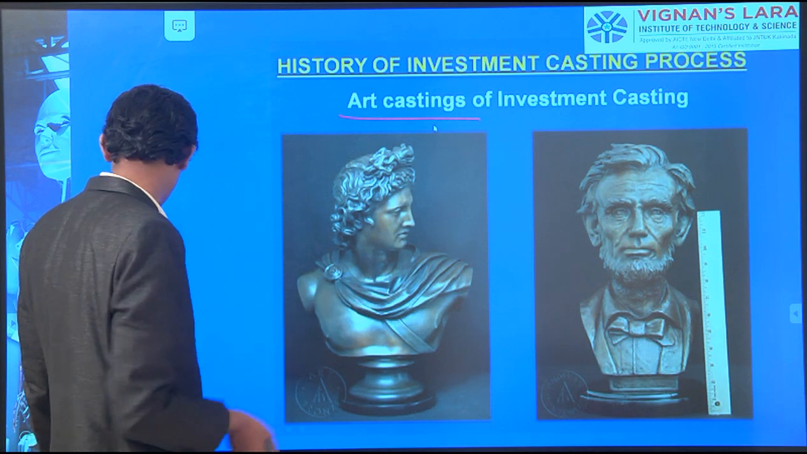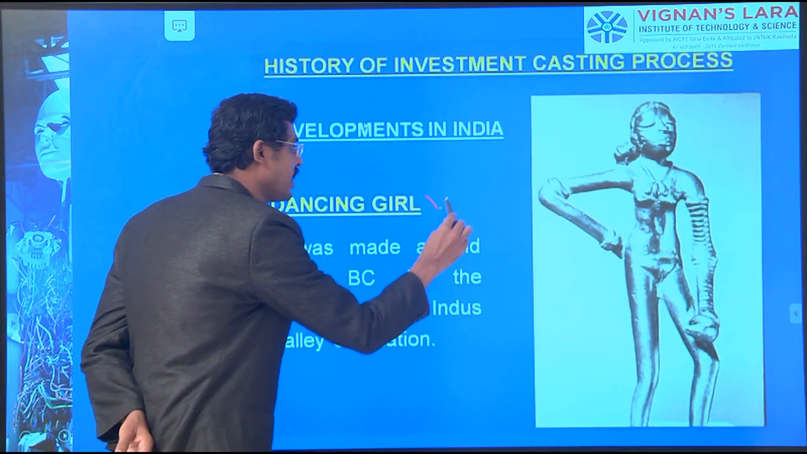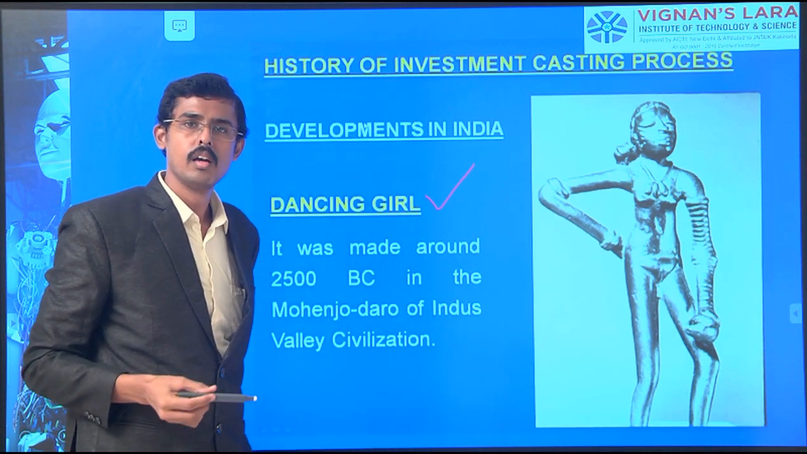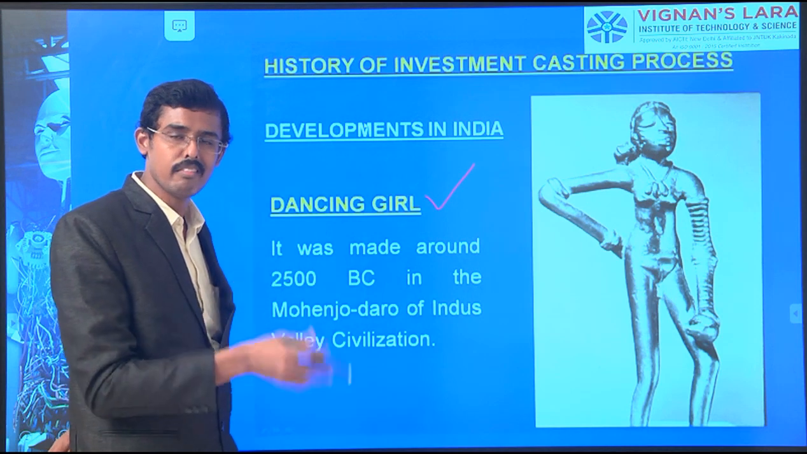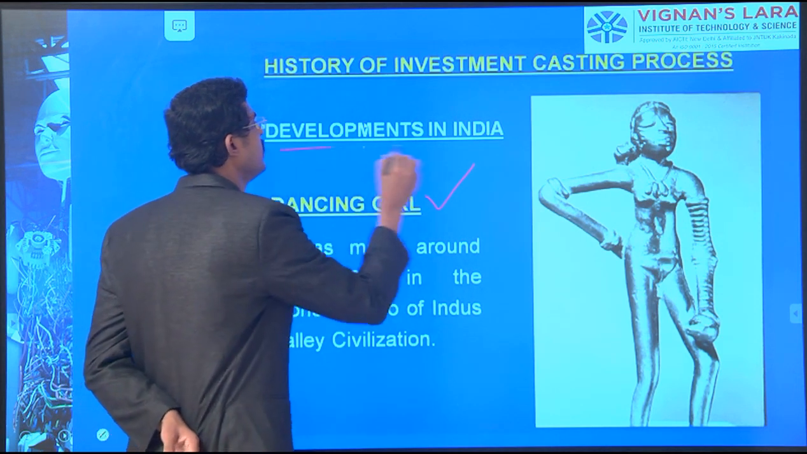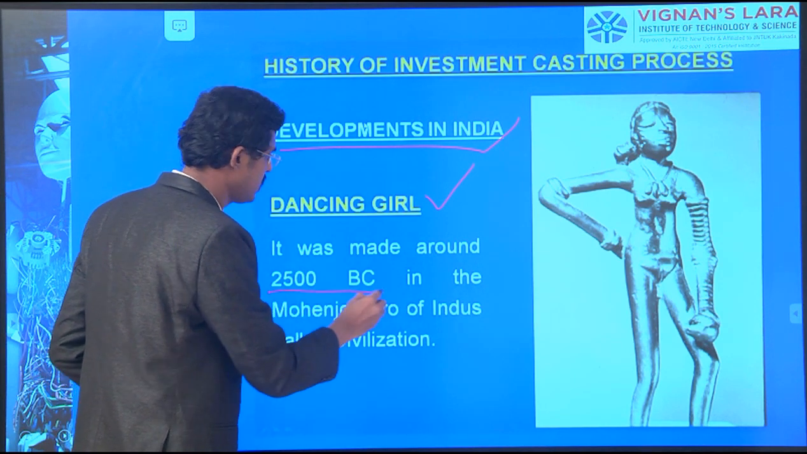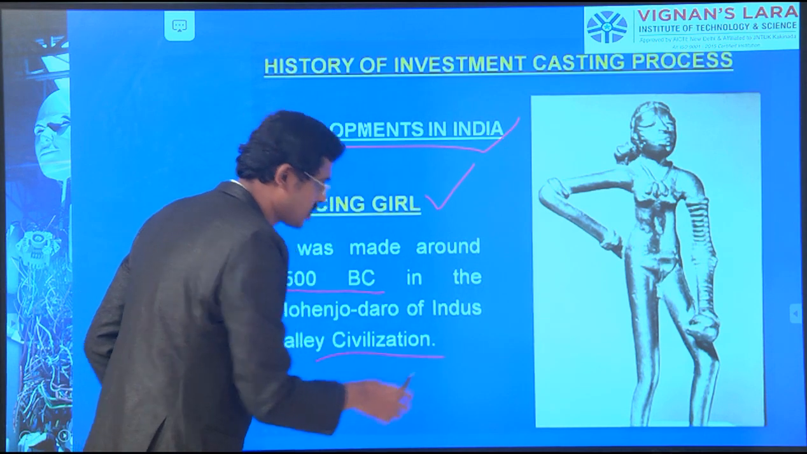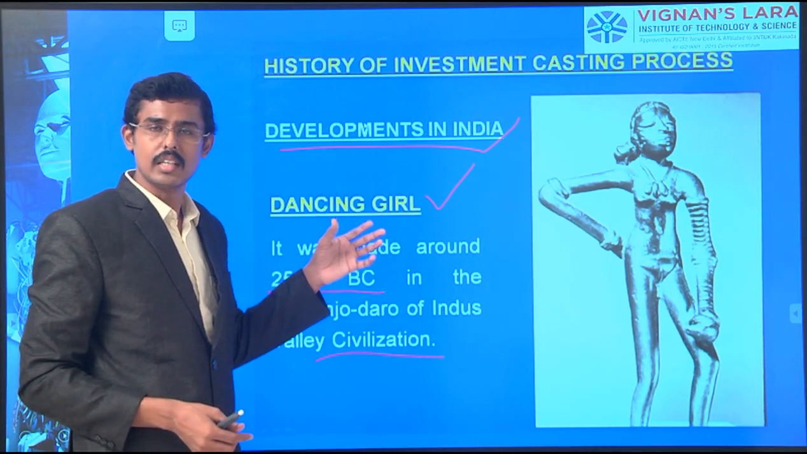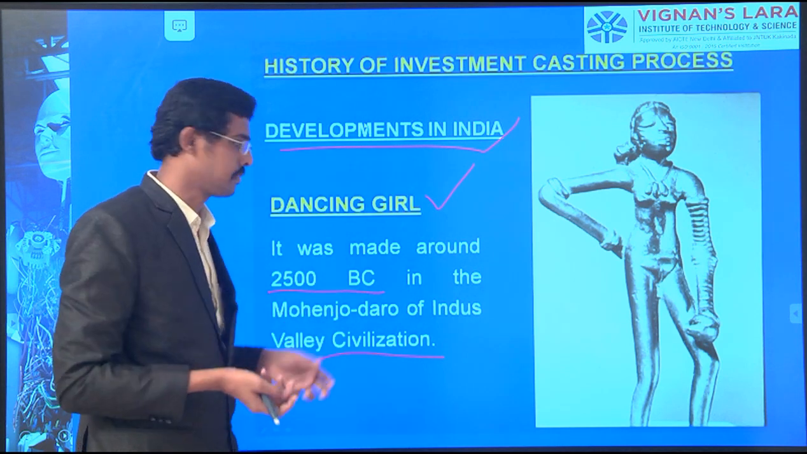Some more examples I will show you. See, the dancing girl is one of the ancient statues made by our Indians. It was made around 2500 BC in Mohenjo-daro in the Indus Valley civilization. Likewise, attractive designs can be made.